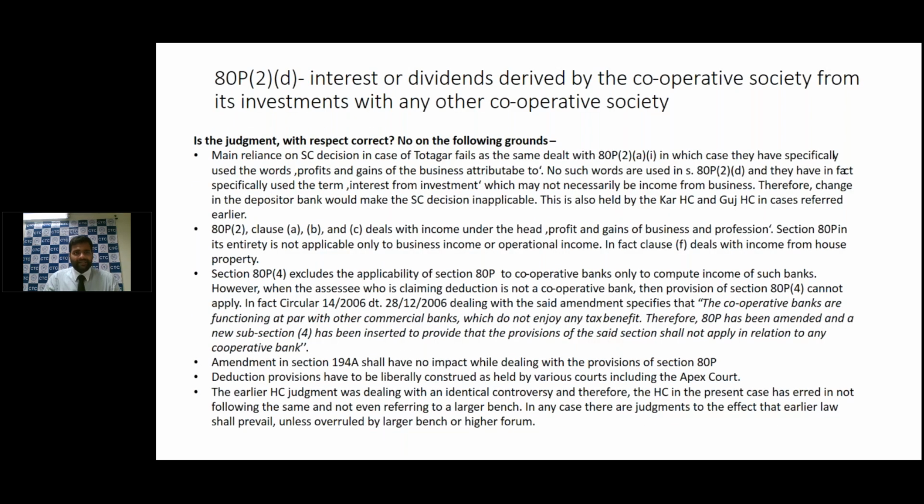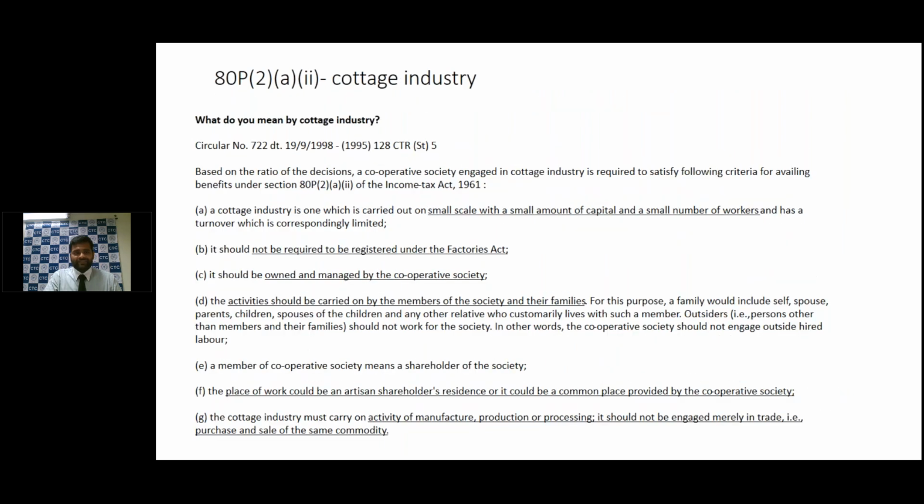This is insofar as 80P(2)(a)(i) and 80P(2)(d) are concerned, the major controversies. Now coming to the other parts of section 80P(2)(a). 80P(2)(a)(ii) deals with cottage industry. As a result of various litigations, they have finally come out with Circular 722 of 1998, and they have laid down what is meant by cottage industry; there are several conditions, A to G.